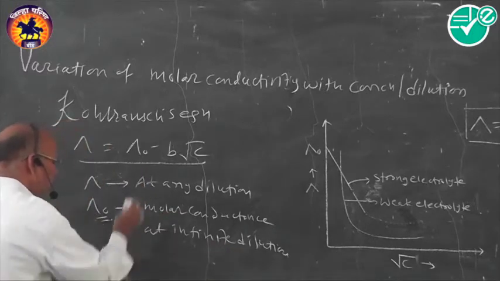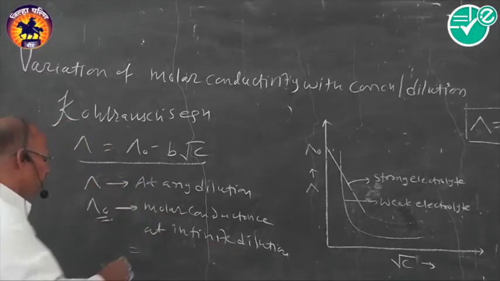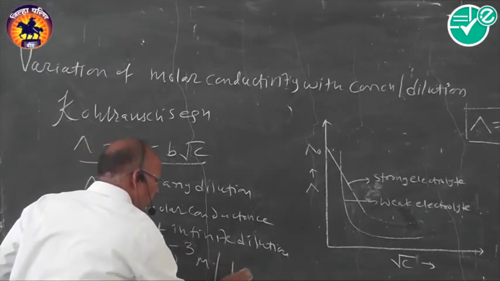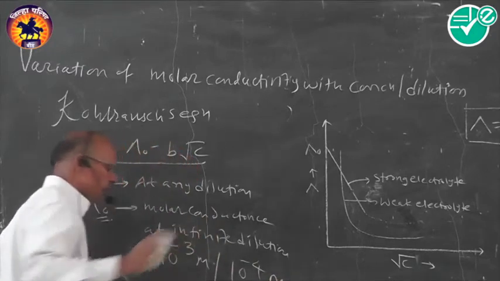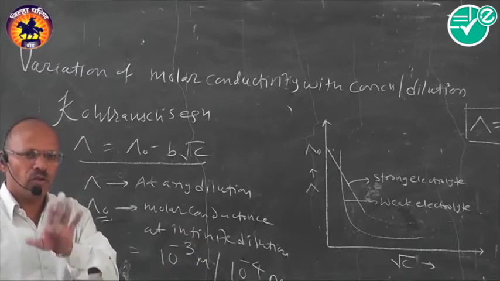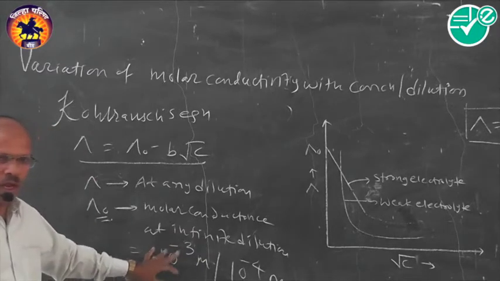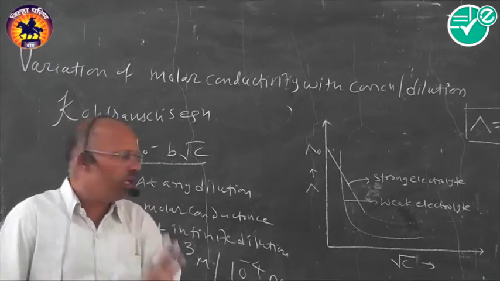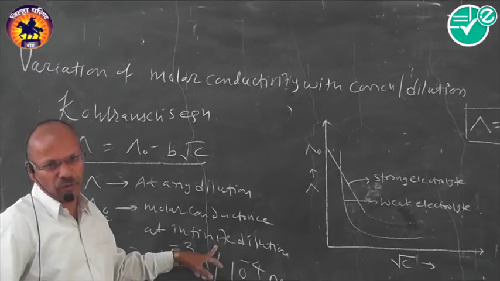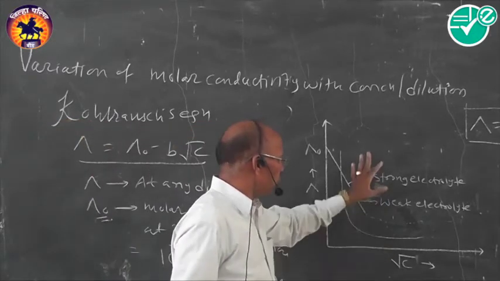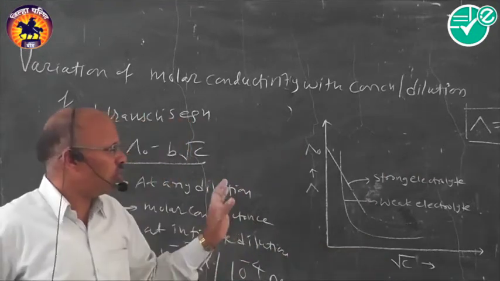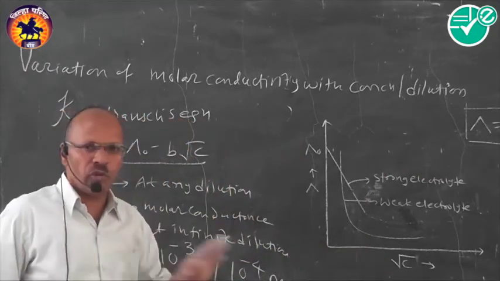Okay. In this particular case, what is the condition for that? If you have a concentration of 10 to power minus 3 molar or 10 to power minus 4 molar, we generally call these concentrations somewhat infinite dilution. If you take this concentration and further dilute that solution, there is no increase in the molar conductivity. That dilution we call infinite dilution. Remember these two terms from the Kohlrausch equation: B is somewhat constant, having a very small value, and C is the concentration.